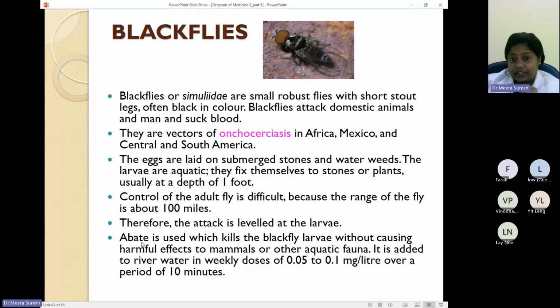Abate. Abate is the ideal one to be used, because we have seen that when used in a concentration of 1 part per million, it does not cause any damage or harm to humans, fish, or other aquatic animals. So abate can kill the black fly larvae without causing any harmful effect. It is added to river water in weekly doses of 0.05 to 0.1 milligram per liter over a period of 10 minutes, or the 1 ppm.